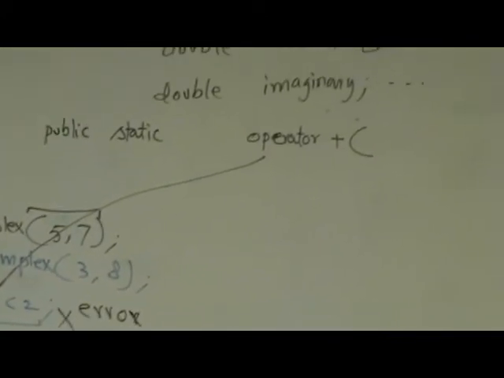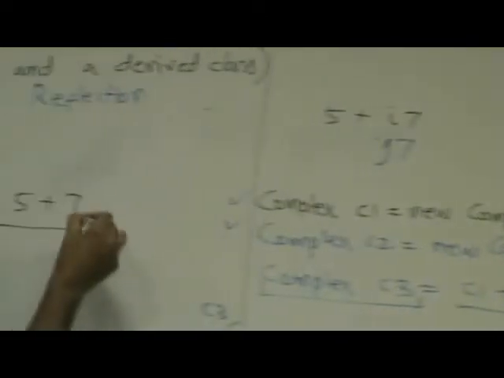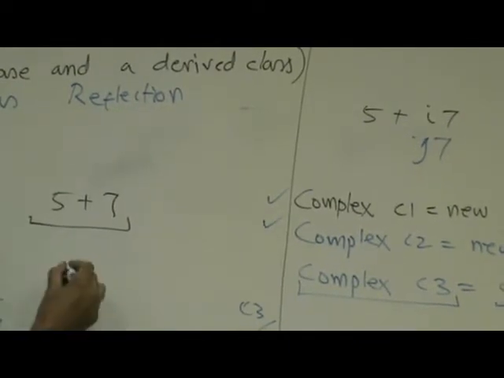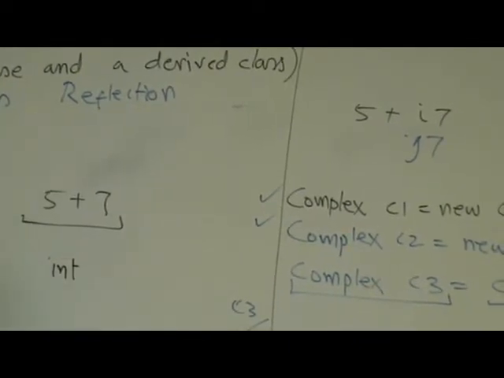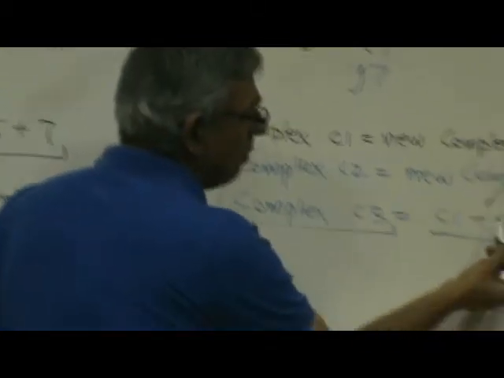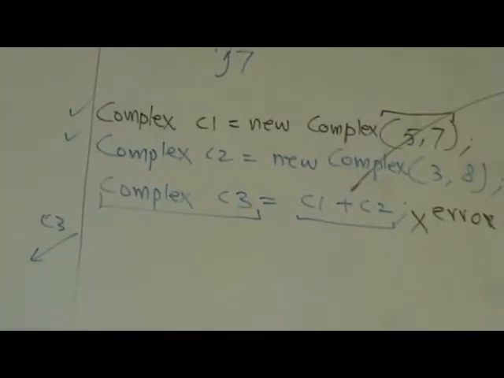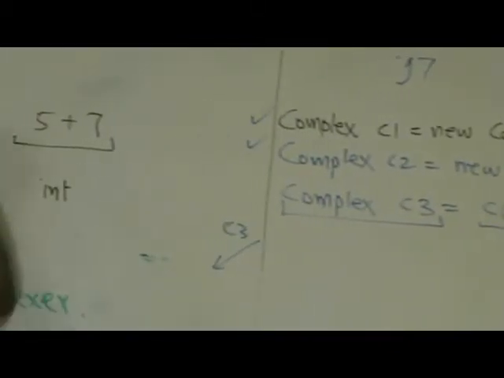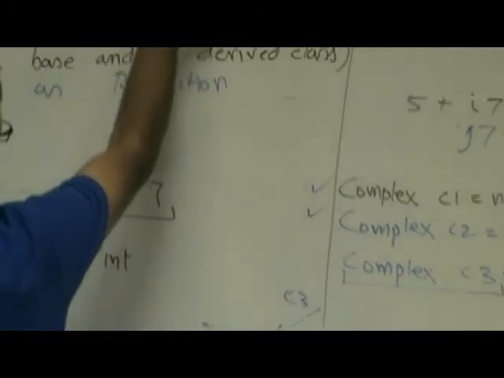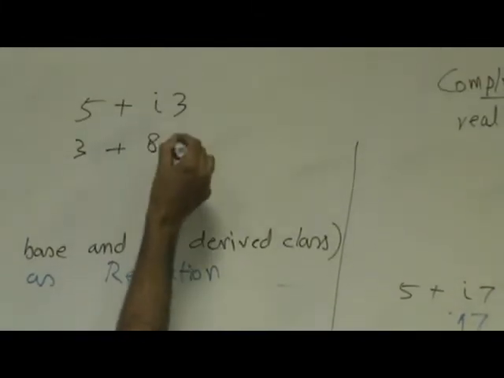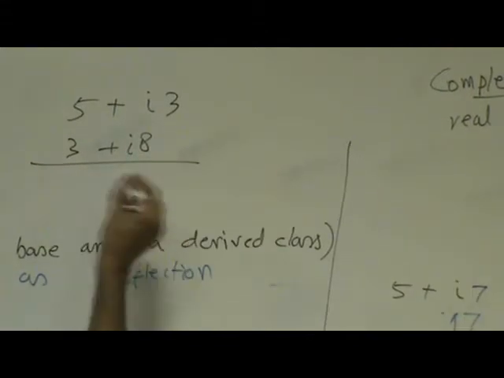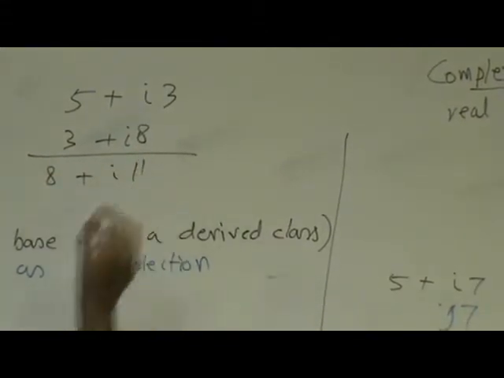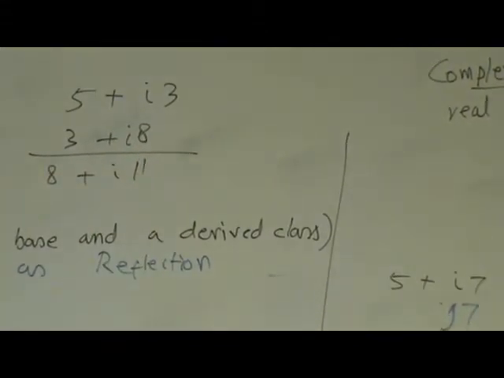See, if we add two integers, what's the answer? What data type is the answer? Integer. It's still an integer, right? What if we add two complex numbers? Complex. The answer will be complex. So for example, if you did 5 plus I3, 3 plus I8, right? So it will be 8 plus I11 as an example, right?